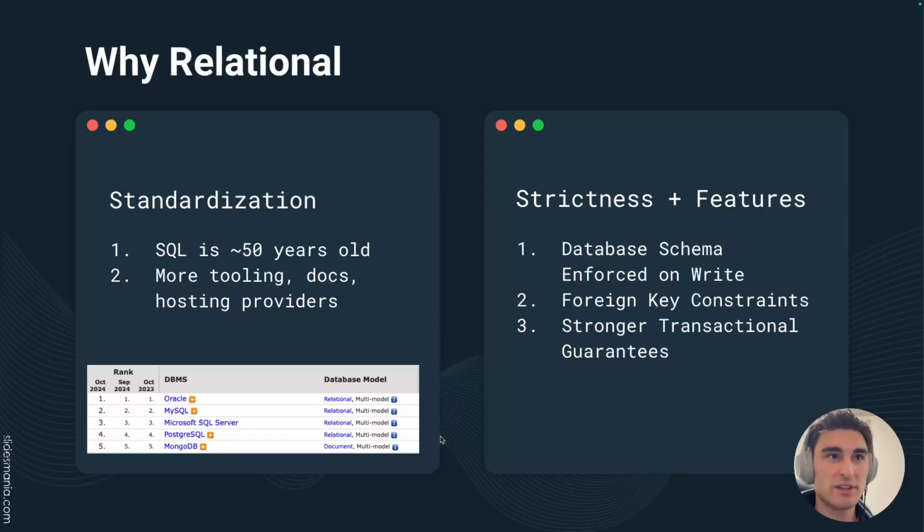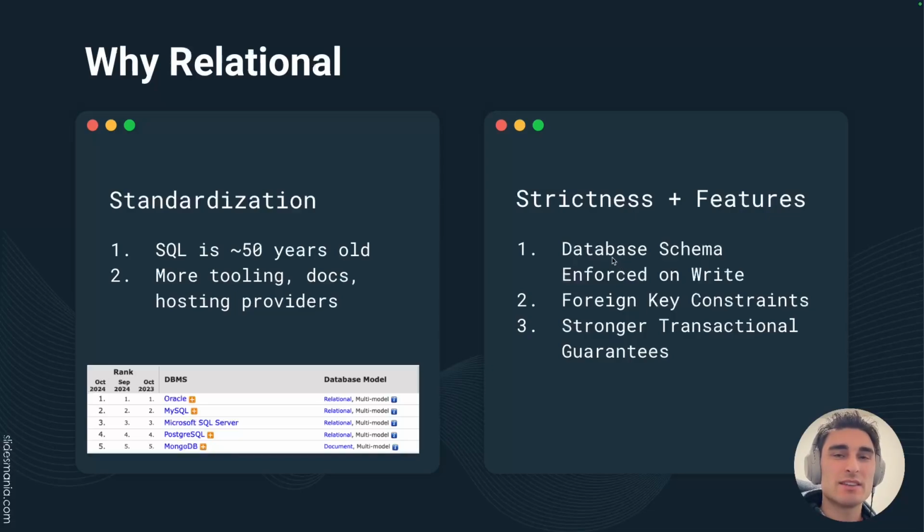So what are the pros of a relational database? Most importantly, you get standardization. All relational databases can be queried using the same language called SQL, or structured query language, which has been around for 50 years. As a result of this, there's also just way more options for tooling, way better documentation, and more providers for relational databases because they're just so much more prevalent and more frequently used. As you can see, the top 4 databases, according to a survey, are all relational, including Postgres, which we will talk about in a bit.